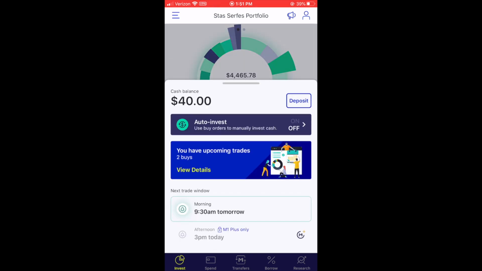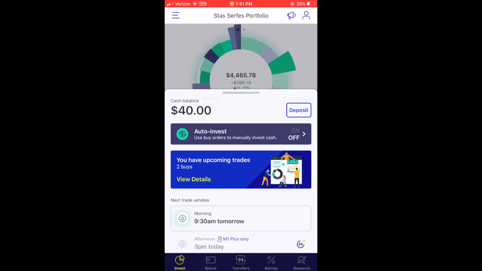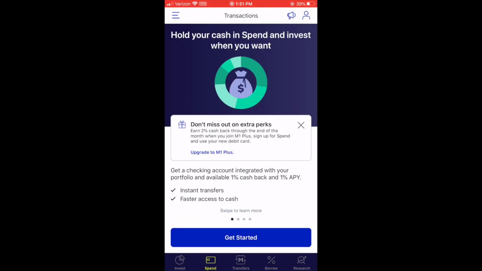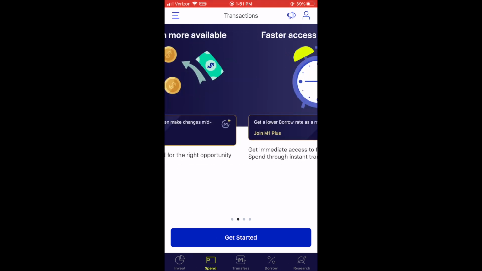And under that, if we just swipe up here, you can see auto invest, turn it on or off. You have the two upcoming trade windows, 9:30 a.m. and 3 p.m. That's if you get M1 Plus. And under that, next to the investing tab, we have our spend, where we get 1% cash back, 1% APY. That's if we sign up for that. I personally don't do it, but that's always an option, again, if you guys are into that.